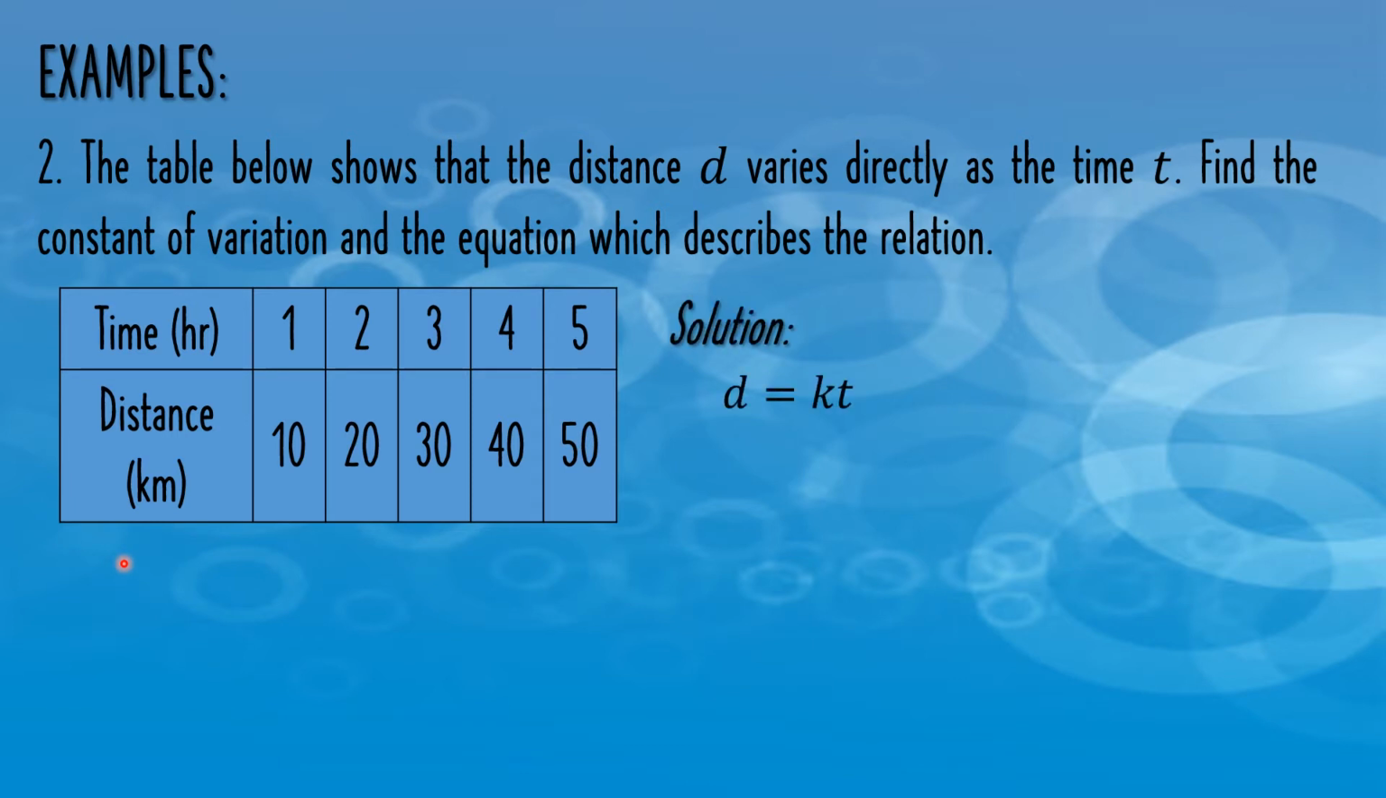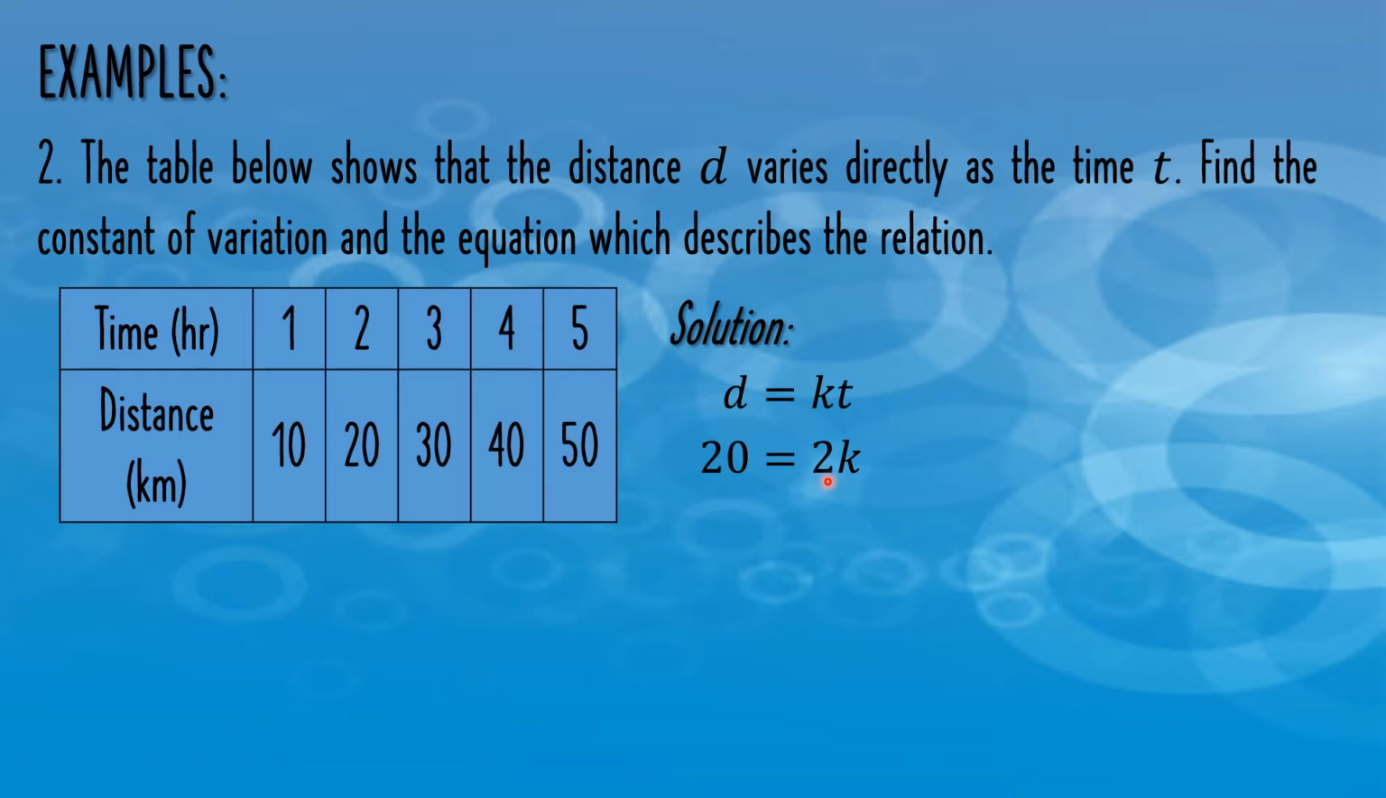D is equal to kt since ang sabi diyan is d varies directly as t. So, d is equal to kt. First is to find the constant, or yung value ng k. So, let us substitute. Gamitin natin yung isa sa mga pares ng time and distance, and that is 2 and 20. So, ang distance is 20 kilometers at ang time is 2 hours. So, naging 20 equals 2k.